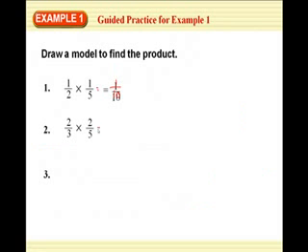Top times top. 2 times 2 is 4. 3 times 5 is 15. Done. 3 times 5 on the top, 4 times 7 on the bottom, 15/28ths, and of course you look to see if you can reduce, and none of those reduce, so we're done. Finished. Okay, so here is our rule.